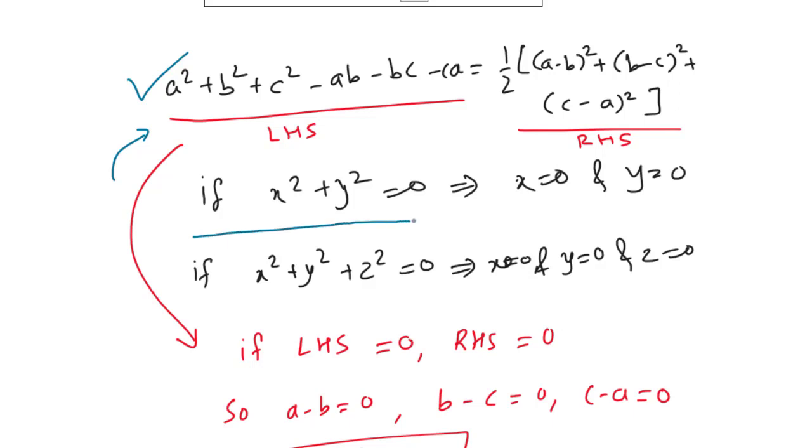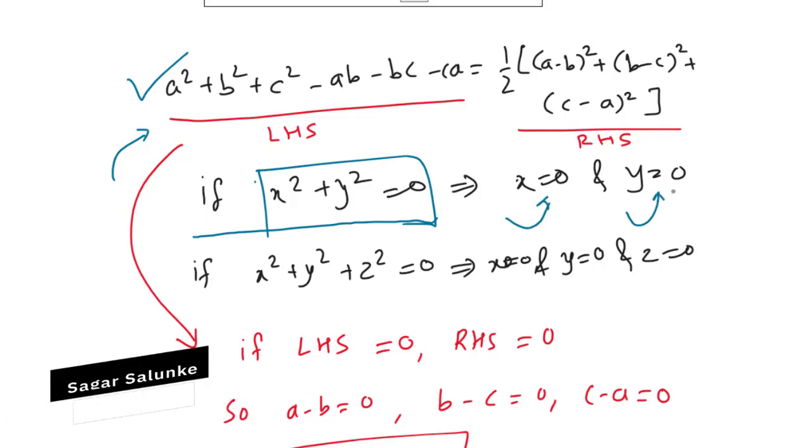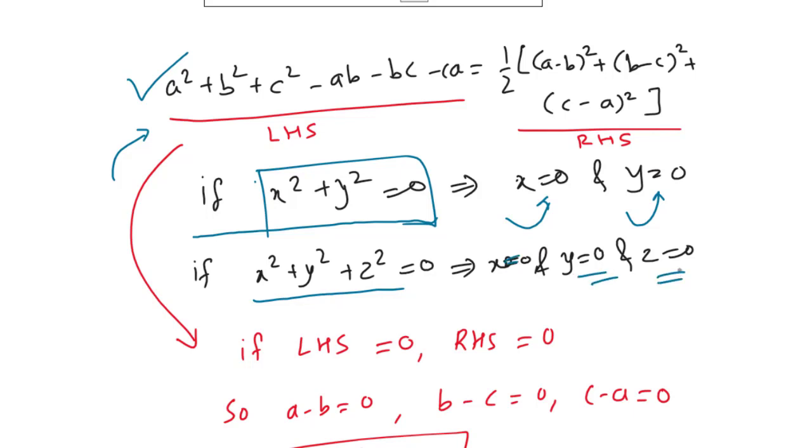x square plus y square is equal to 0. If this equation holds, then we can conclude that x is equal to 0 and y is equal to 0. Same way, if x square plus y square plus z square is equal to 0, then x is equal to 0 as well as y is equal to 0 and z is equal to 0.